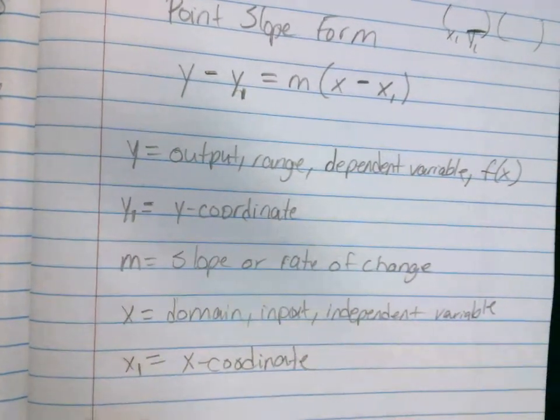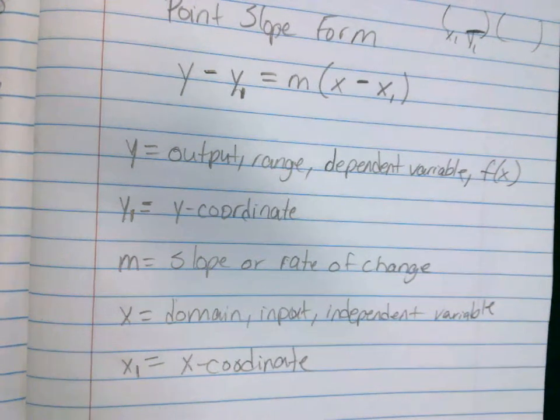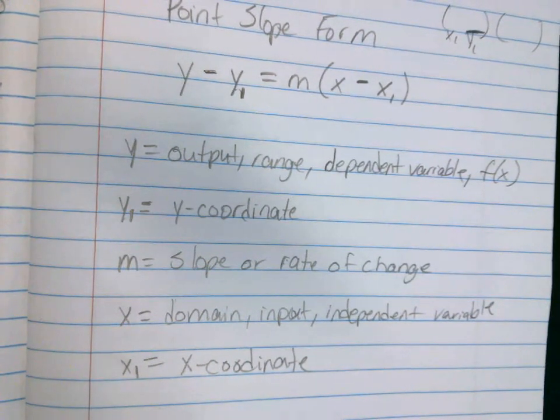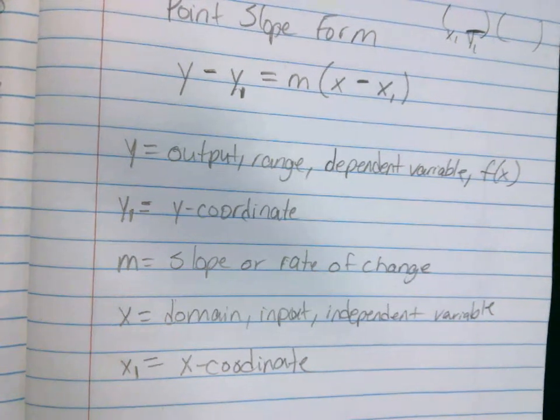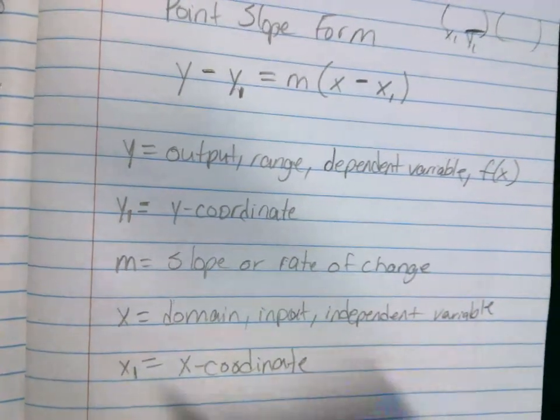Okay. So obviously, the point slope form tells you what the slope is, and it gives you one ordered pair that's on the line. It gives you one ordered pair that's on that line. Any questions? Okie dokie. Examples.